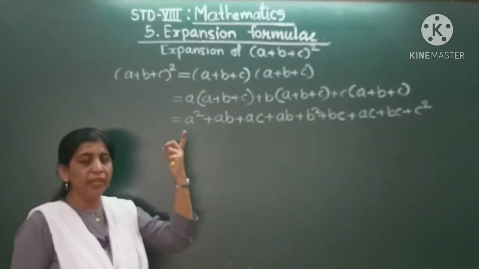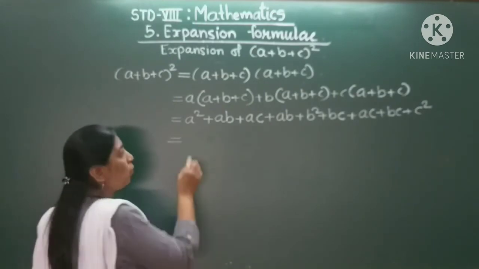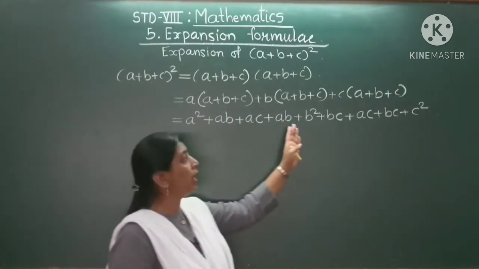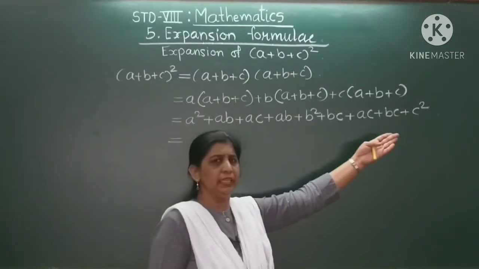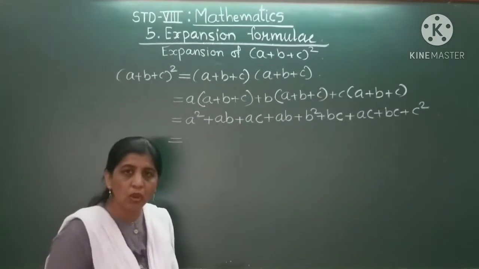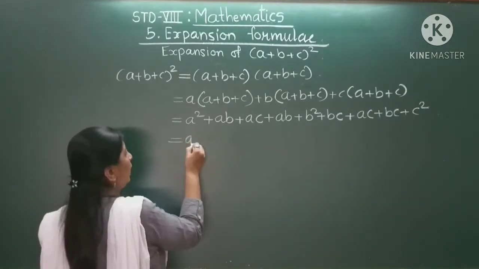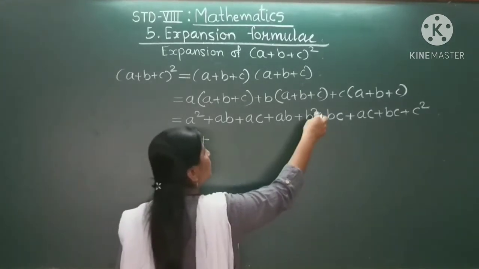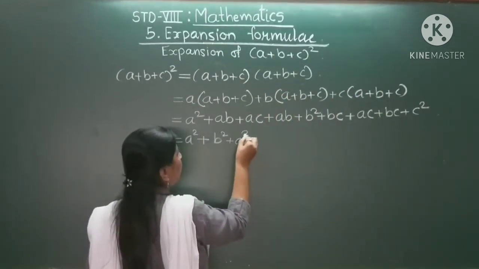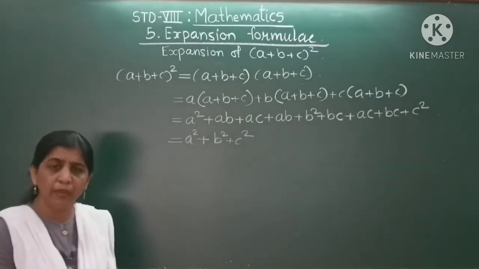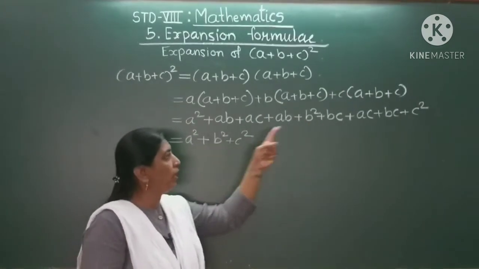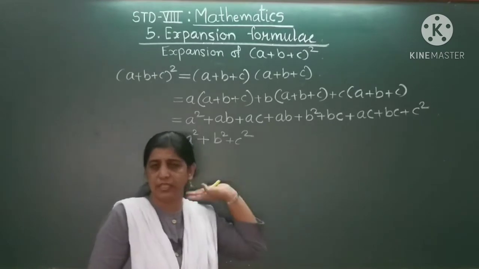Now let me find out if there are any like terms. First, you will observe that there are some square terms. As there are square terms given here, I will first write all the square terms together: a square, plus b square, and plus c square. This is just to understand it easily. All the square terms I have taken aside.